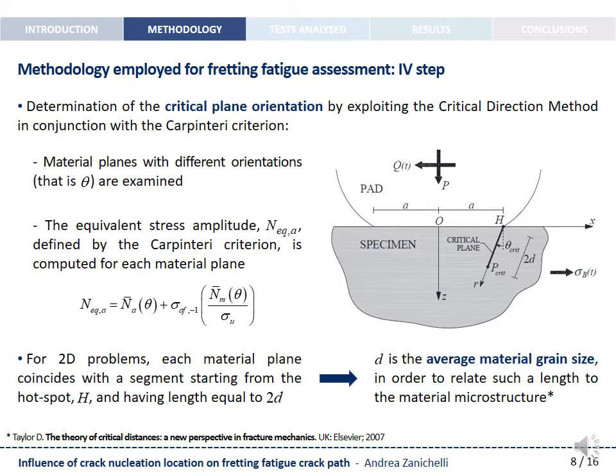Note that in the bidimensional representation shown in the figure on the right, the considered material plane coincides with a segment starting from the hotspot H and having length equal to twice d. Such a length d is assumed to be equal to the average material grain size in order to take into account the material microstructure following the philosophy of the theory of the critical distance by Taylor.